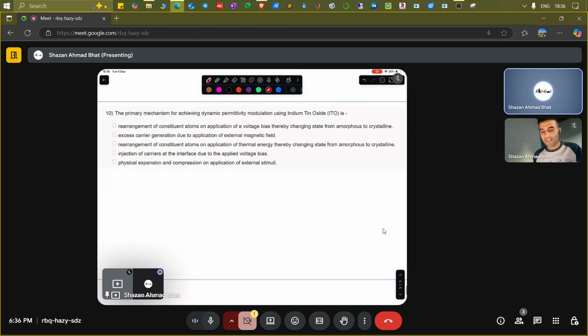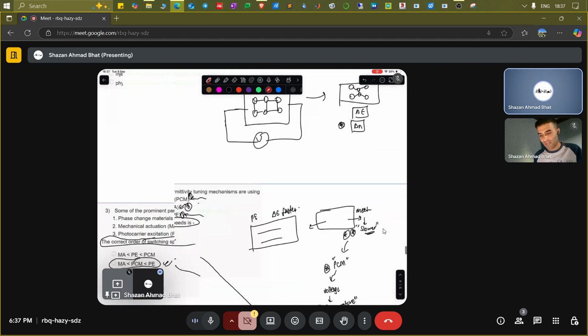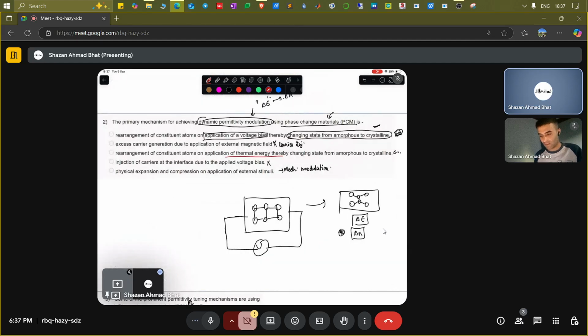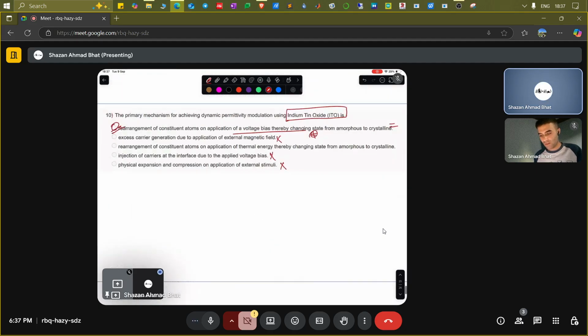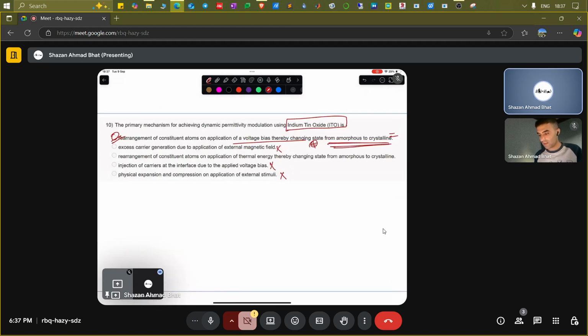Okay, what else? The primary mechanism for achieving dynamic permittivity modulation using indium tin oxide is rearrangement of the constituent atoms on the application of voltage bias, thereby changing the state from amorphous to crystalline. It's not the other options. Indium tin oxide is again almost like a semiconductor, so you bring in the arrangement by using the voltage bias. So for this, the answer is voltage bias. But for the previous one, I believe the answer is thermal modulation, thermal energy. But for ITO, you just apply the voltage and then you bring in the change from amorphous to crystalline. That should be the answer to this question.